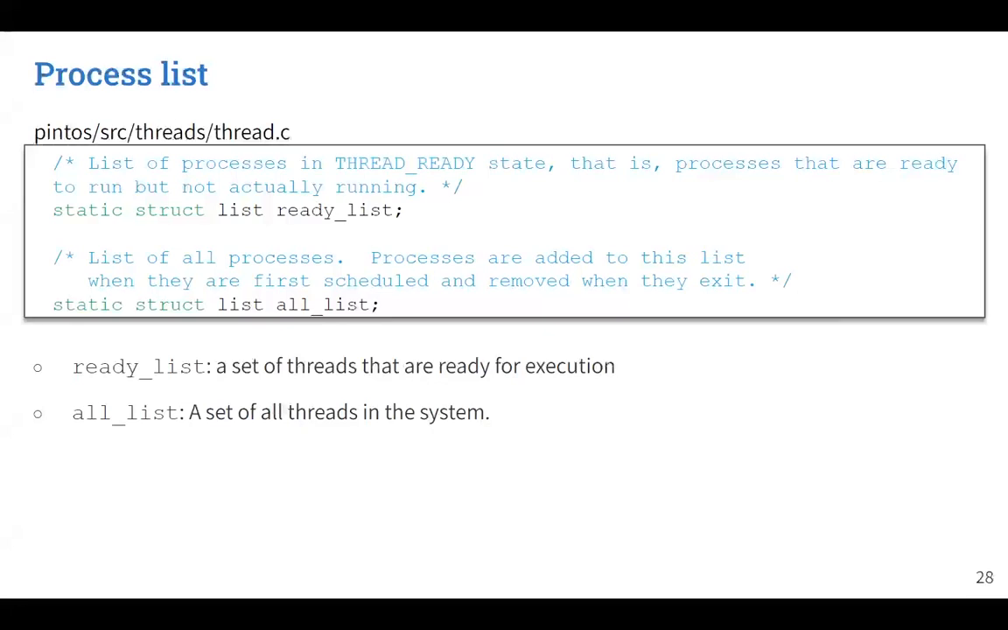And the template code has 2 lists for managing processes. It has a ready list and the all list. The ready list is a set of threads that are ready for execution, and the all list is a set of all threads in the system. And as you implement project 1, you should be adding more lists, like the blocked list.